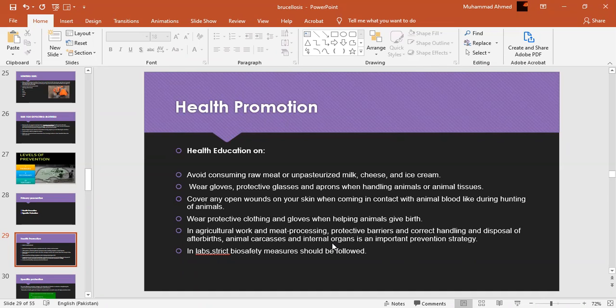In agriculture work and meat processing, protective barriers and correct handling and disposal of afterbirths, animal carcasses, and internal organs is an important prevention strategy. In labs, strict biosafety measures should be followed.